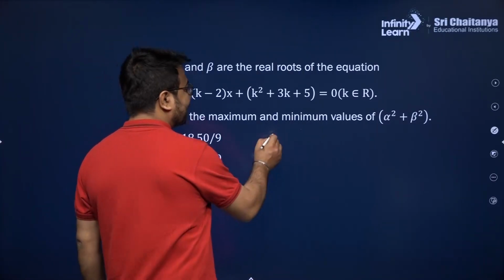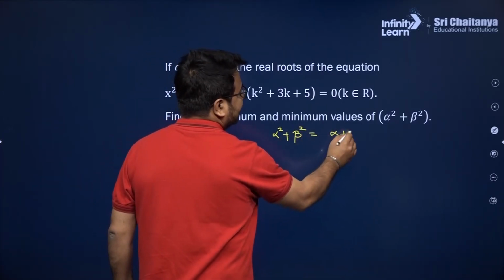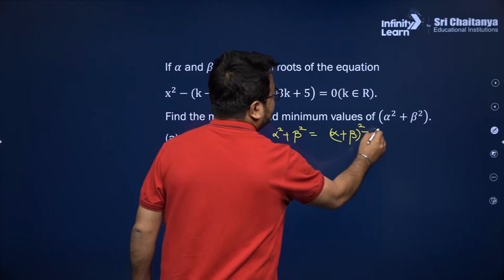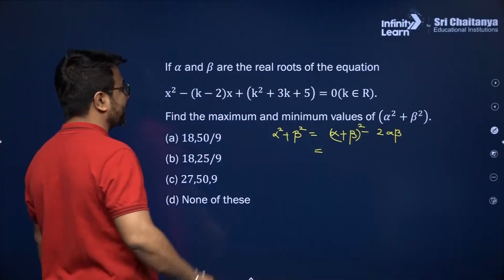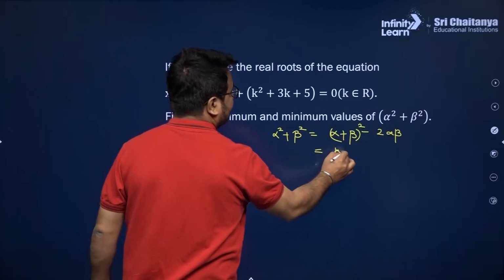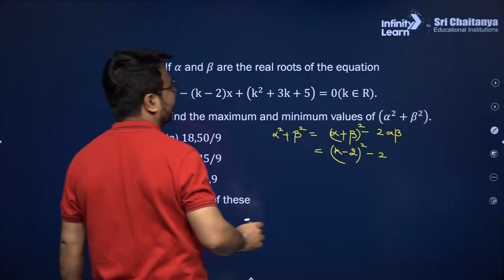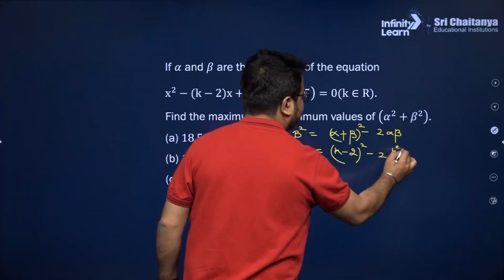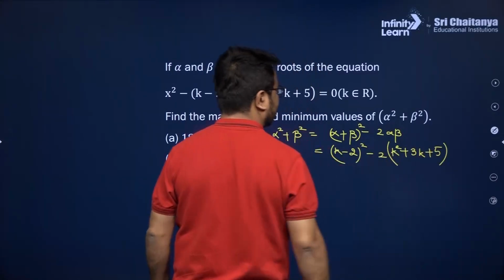Okay. So basically what is alpha square plus beta square? We need to think about it. It can be written as alpha plus beta whole square, then minus 2 alpha beta. Now what is the sum of roots? Sum of roots is minus b over a. So that is k minus 2. Now what is the product of roots? It is c over a. That is k square, then it will be 3k, and then it will be 5. I hope this is clear to you.